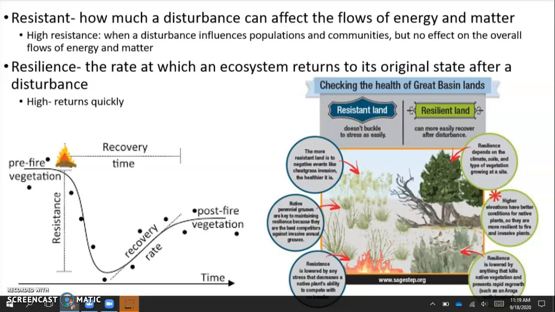Resilience is the rate at which an ecosystem returns to its original state after a disturbance. So high resilience means that ecosystems can bounce back and return quickly.